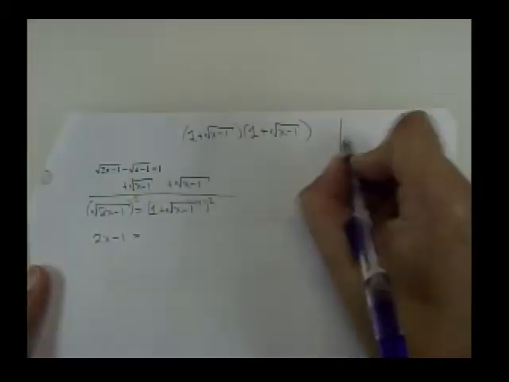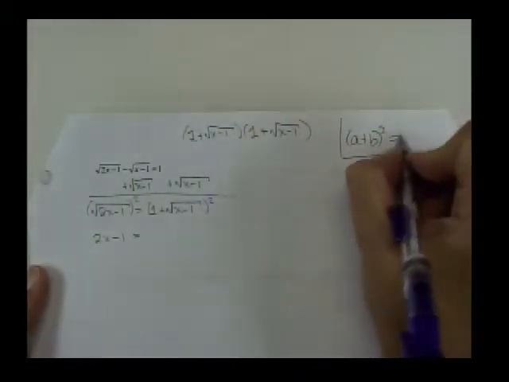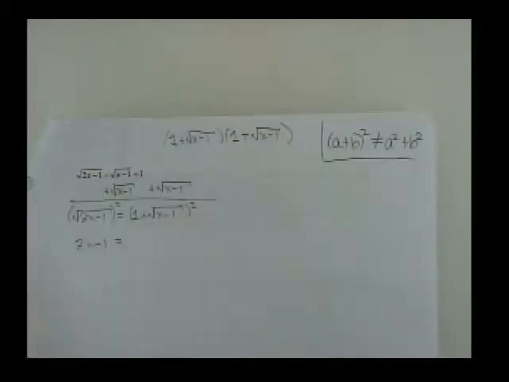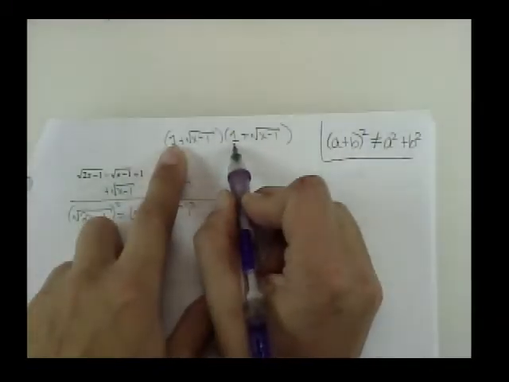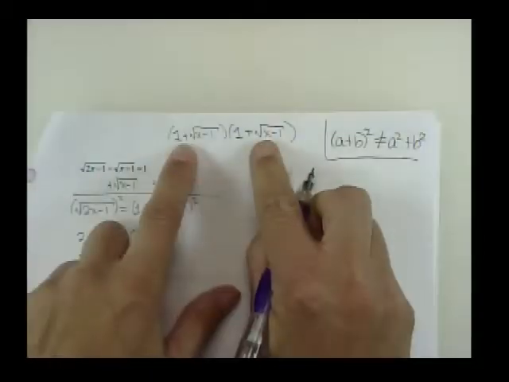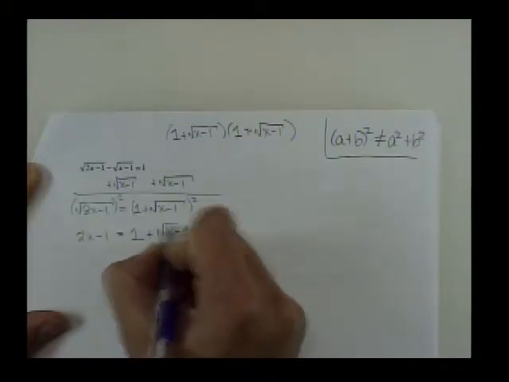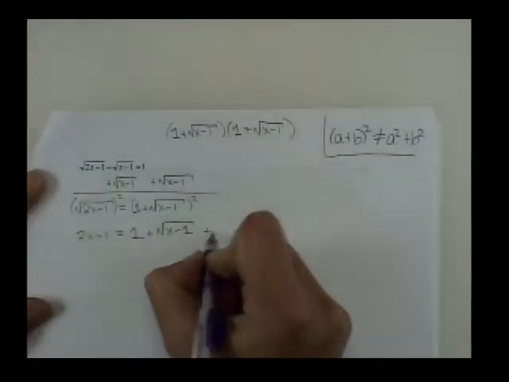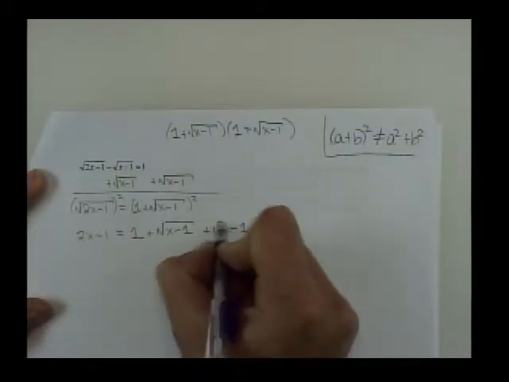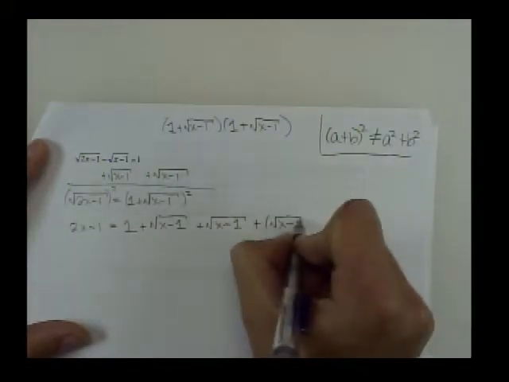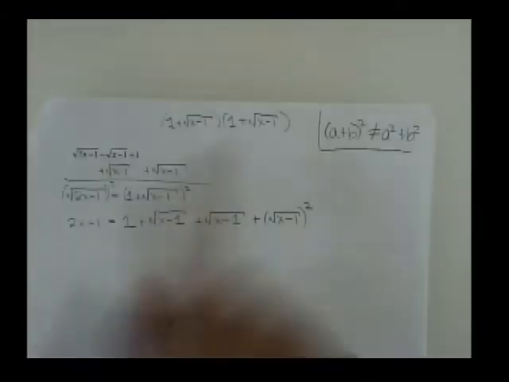Right? You have to remember, a plus b squared is not equal to a squared plus b squared. You can't square two terms, right? A lot of people want to do that, so you can't do that. Keep that in mind. Okay, so first, 1 times 1 is just 1. Outside is plus the square root of x minus 1. Inside is plus the square root of x minus 1. And last, so we have plus the square root of x minus 1 squared, since we have square root of x minus 1 times square root of x minus 1.